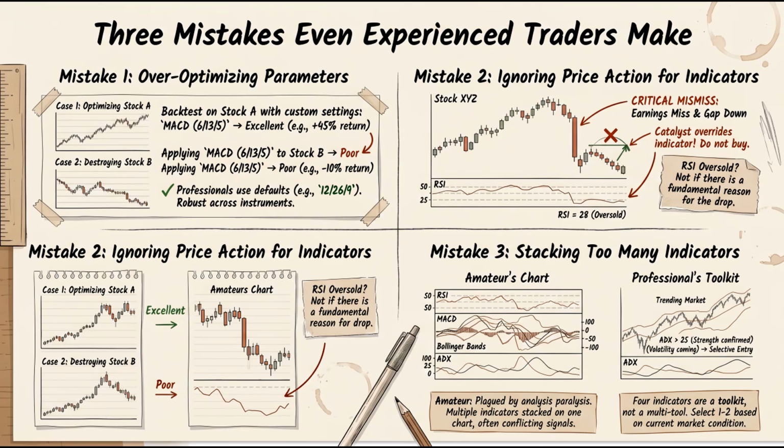risking small amounts. Even experienced traders make three common mistakes. First, they over-optimize parameters, changing standard settings that work across many instruments. Second, they ignore price action. If a stock gaps down on earnings, no RSI reading can justify buying. The catalyst always overrides the indicator. Third, they suffer from analysis paralysis by stacking too many indicators on one chart. These four tools are a toolkit, not a set of accessories. You should only select the one or two that fit the current market condition.